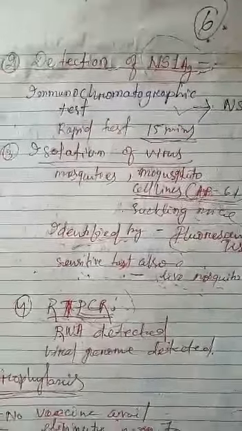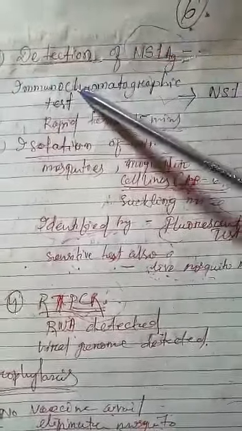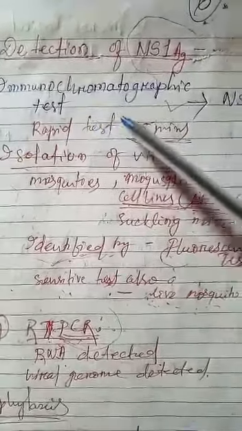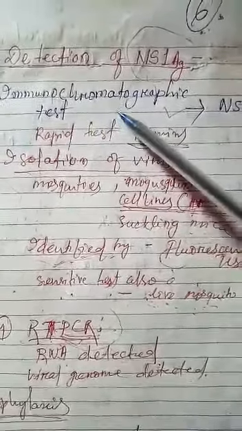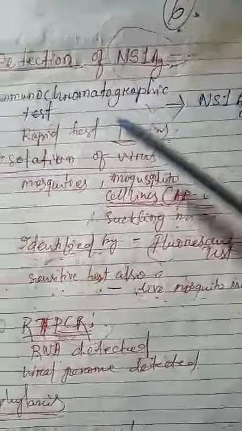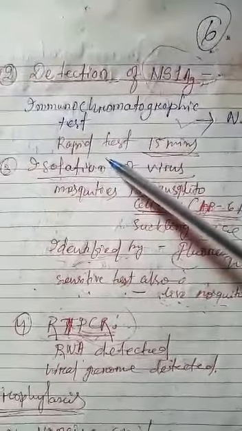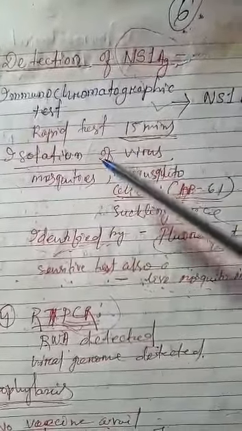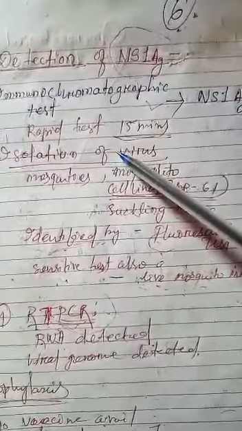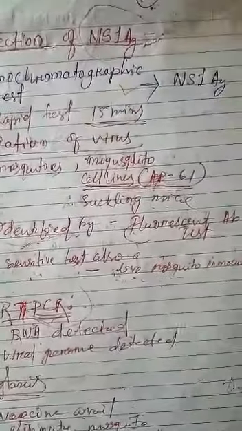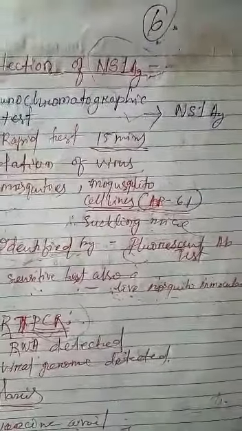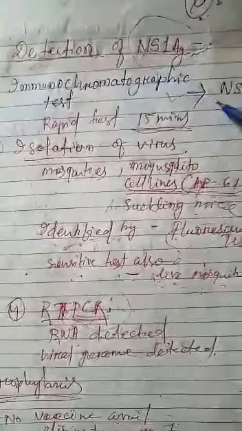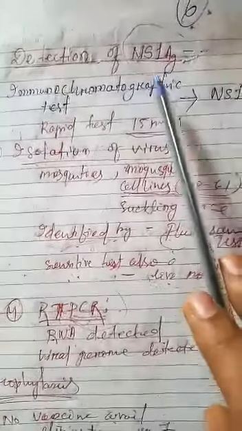The next microbiological diagnosis is the detection of NS1 antigen. The immunochromatographic test is used for detecting the NS1 antigen, and this rapid test takes just 15 minutes. On the first day of fever, when the antigen appears, this is the best opportunity to find the NS1 antigen, which is the best test.